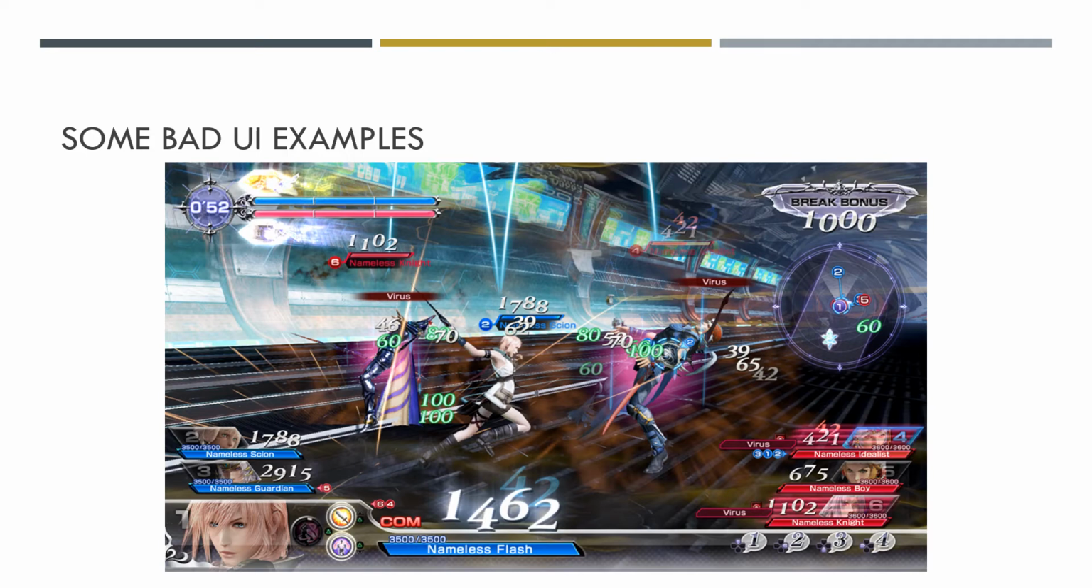All of the numbers popping up in the middle, right around here, are really obnoxious. It's hard to even see the characters sometimes. Plus, you have a lot of information down at the bottom of the screen that's barging into the field of view of what you would normally be looking at.